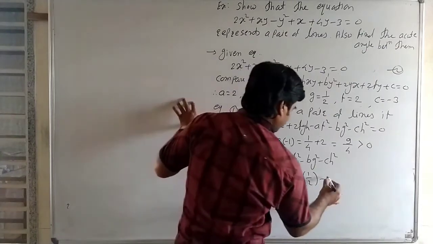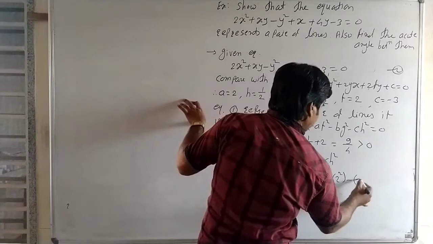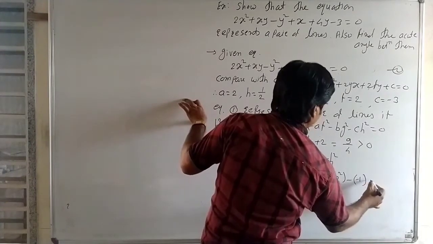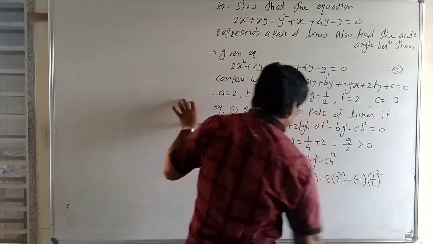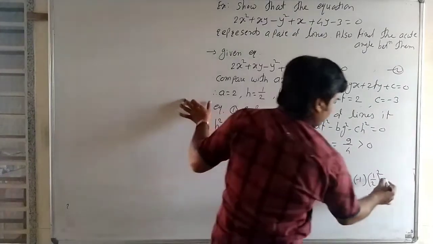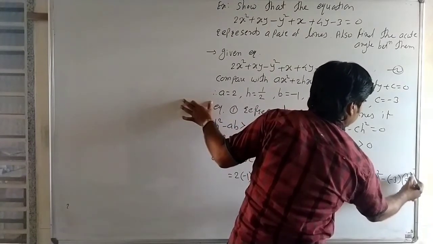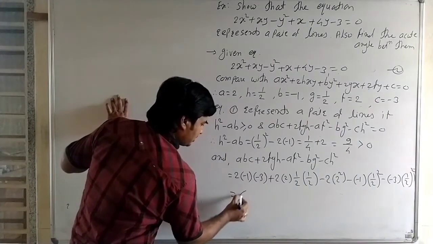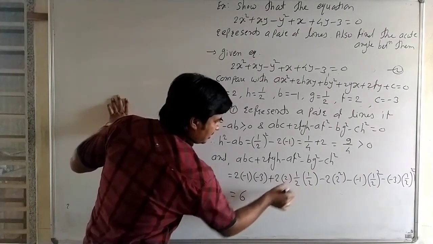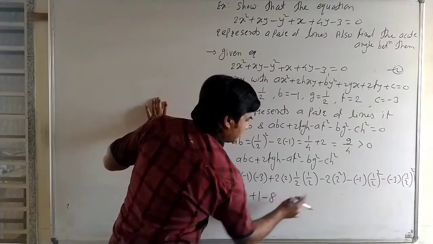Minus AF square, 2 into 2 square, minus BG square, it is minus 1 into 2 square. So it is 1 by 2 square. And CH square, minus 3 into again 1 by 2 square. Okay, now calculate. It is plus 6. 2 get cancel here, plus 1 here, minus 8.